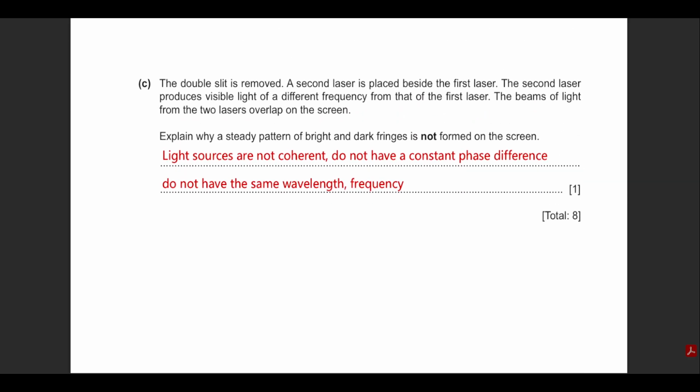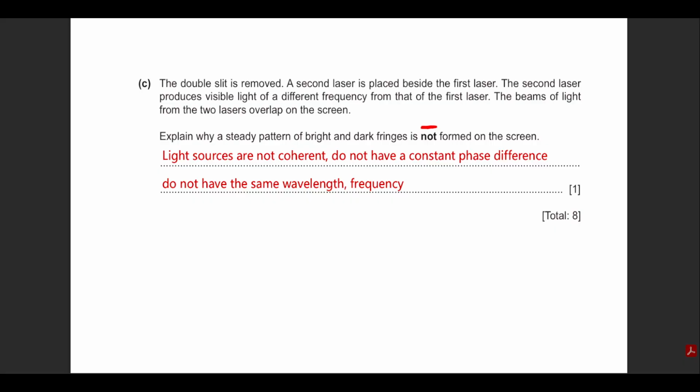Question C, the double slit is removed. A second laser is then placed beside the first laser. The second laser produces visible light of a different frequency from that of the first laser. The beams of light from the two sources overlap. And when we talk about overlap on the screen, we're talking about the interference pattern. Explain why a steady pattern of bright and dark fringes is not formed on the screen.